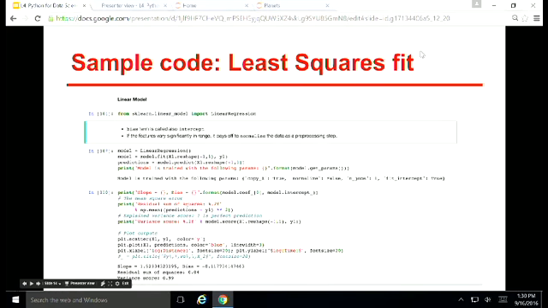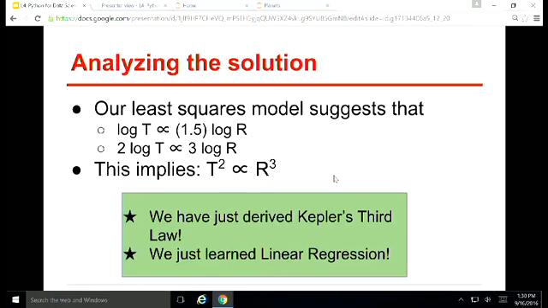Boom. Come on. We have just discovered Kepler's third law completely from scratch. And we also learned what is called linear regression, the simplest possible model in machine learning. Any questions? Kepler did it by hand. Sure, but all of this can be done by hand. We arrived at this model using particular values of A and B, 1.5, but that was obtained through solving this minimization problem. Any questions?